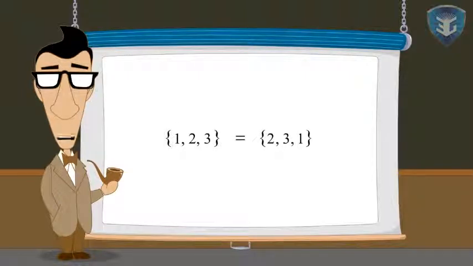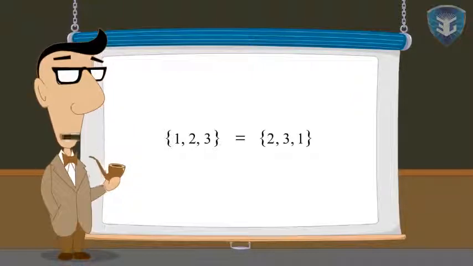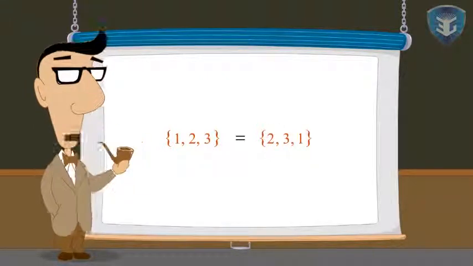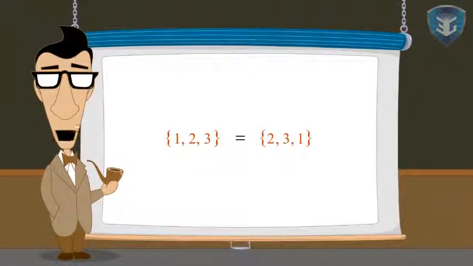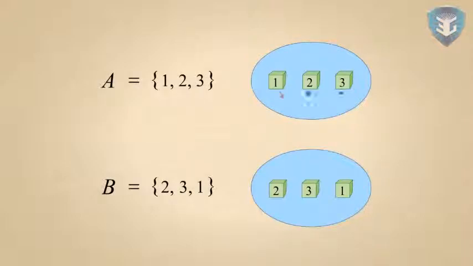Notice that it doesn't matter that their elements are listed in different orders. This is because the order in which the elements of a set are listed is irrelevant. The set consisting of 1, 2, and 3 is exactly the same as the set consisting of 2, 3, and 1. The list does not imply that there is any particular order to the elements. It only says that every element listed is a member of the set. So if sets A and B contain the same elements, then they are equal.